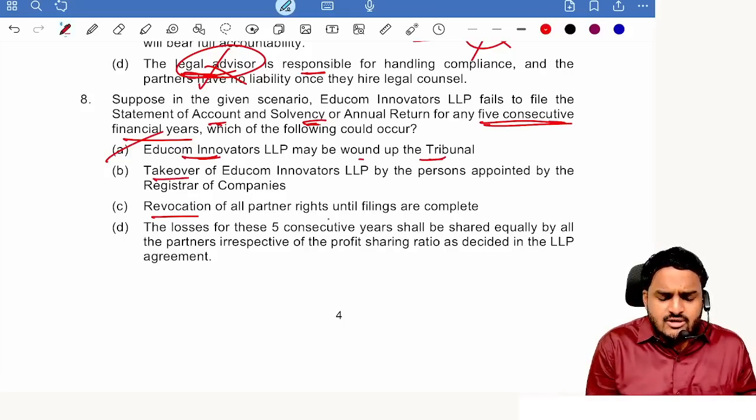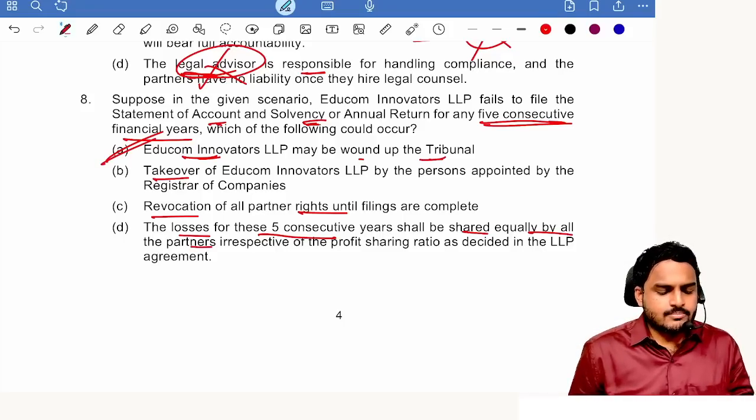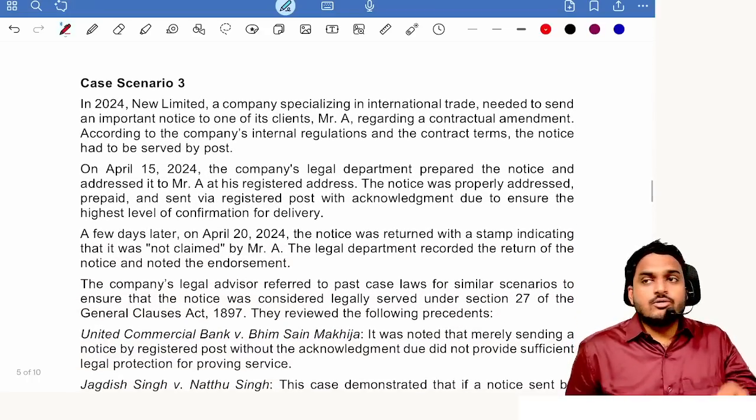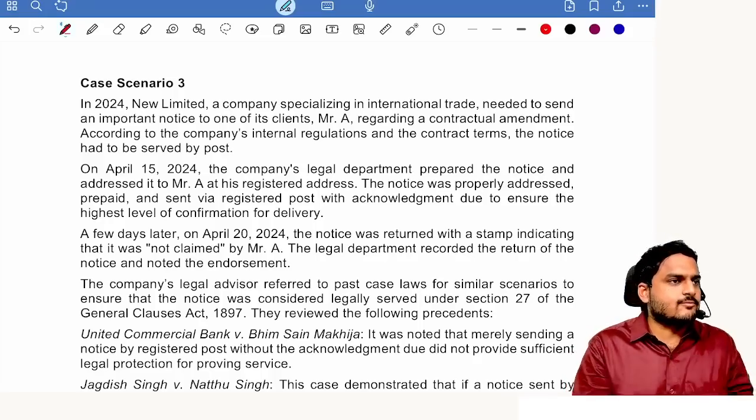Takeover, revocation of rights, losses for these 5 years shall be shared equally by partners. These options are not there. Only one thing, LLP can be wound up. So completed scenario, no, completed 3 MCQs without reading scenario. So this time you can save.